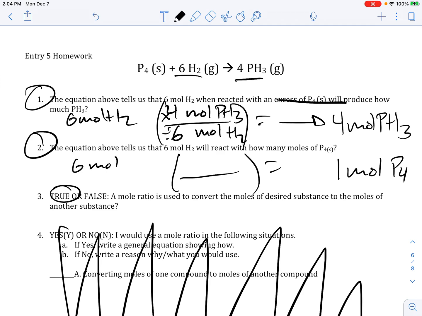Here I got 6 moles of H2, and I figure out how many moles of P4 I need. So again, moles of H2 goes on bottom, moles of P4 on top. That's a 1 and that's a 6. 6 times 1 divided by 6 gives me 1.